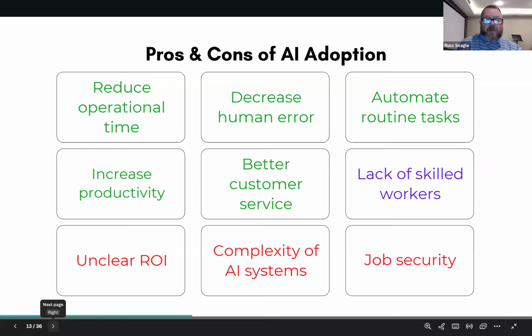Now, the one thing that I skipped here was the purple. Of course, going back to kindergarten, purple is a combination between red and green. And that's the gray area right here. We just don't know. Right now, there is a lack of skilled workers in AI. How are we going to change that? How are we going to increase our staff's knowledge or increase our staff's comfort level in working with AI and getting them prepared to do what we need to do in the future?